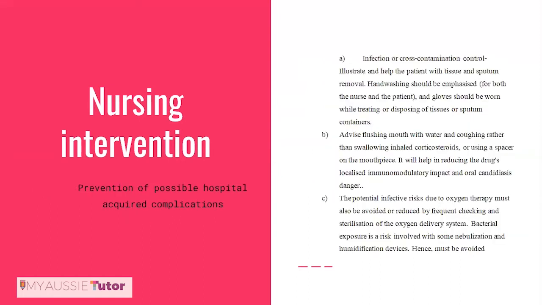Then, moving on, the next nursing intervention is the prevention of possible hospital-acquired complications. When a COPD patient with an acute or severe pneumonia or lung infection is admitted to the hospital, as in the case of Mr. Snyder, there is a need to prevent any possible hospital-acquired complications, or any cross-contamination. The intervention that the nurse can apply to prevent the same includes infection or cross-contamination control by illustrating and helping the patient with tissue and sputum removal.